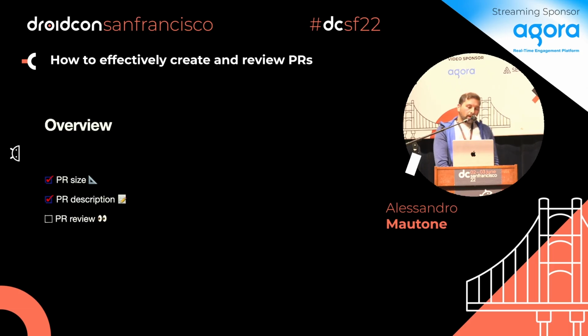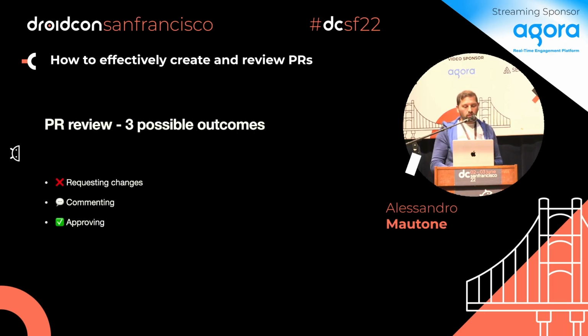We covered the PR description point, and now the last one we have is the PR review. So now we're going to move from the author side of the PR, and we're going to be the reviewers. First of all, let's start with something very simple. What is the outcome of a PR? We can have three possible outcomes, which are requesting changes, commenting, and approving. And we want to see now when to use those.